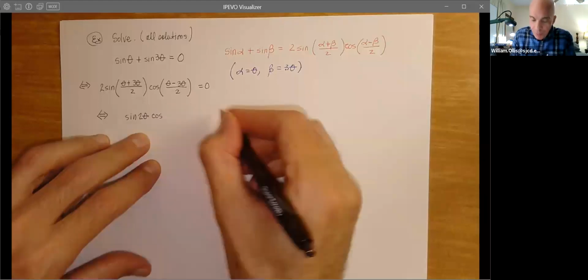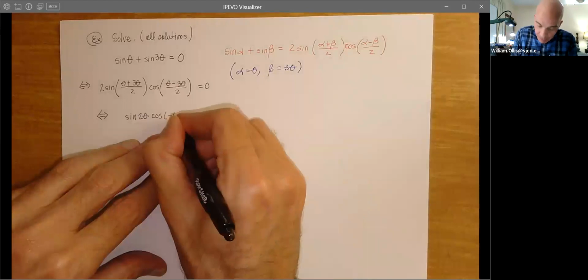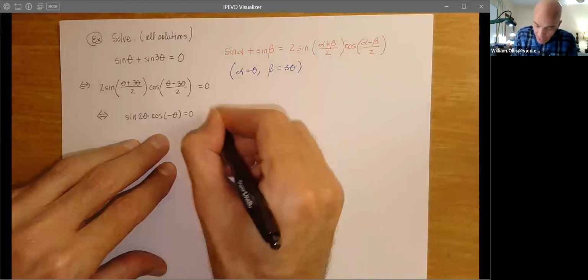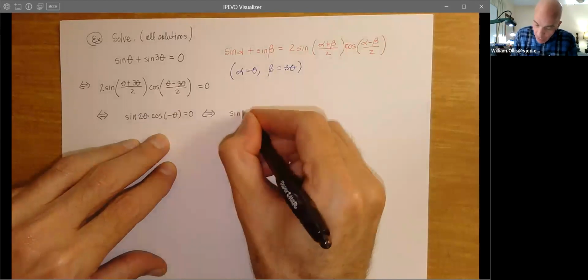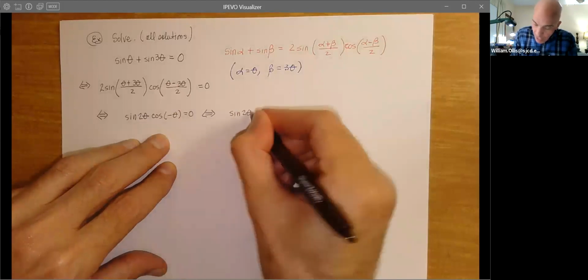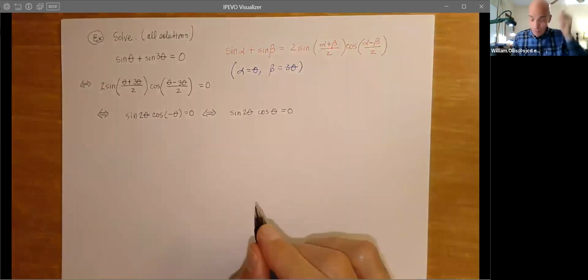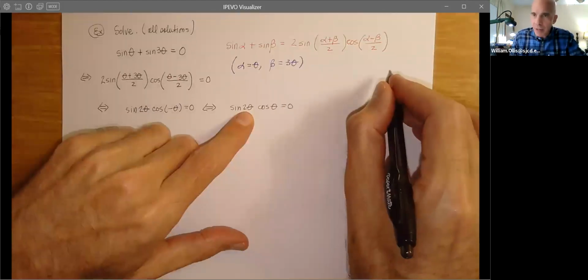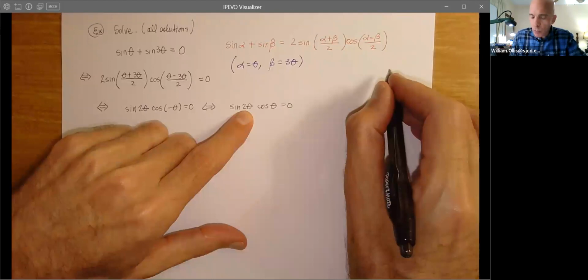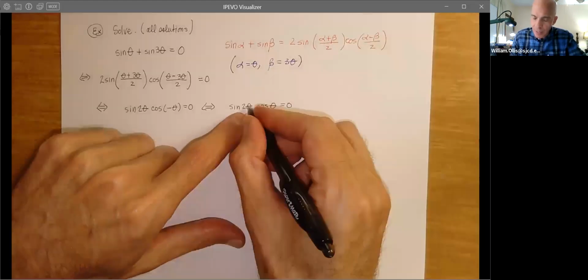And this, of course, will be negative 2 theta divided by 2. So this is cosine of negative theta. So now we just get sine of 2 theta times cosine of theta equals 0. Now this is so simple. Even though I've got a multiple argument here, it's not going to make any difference. And no, you don't want to write this as 2 sine theta cosine theta with the sine of the double angle. I'll show you how to treat this 2 theta here.